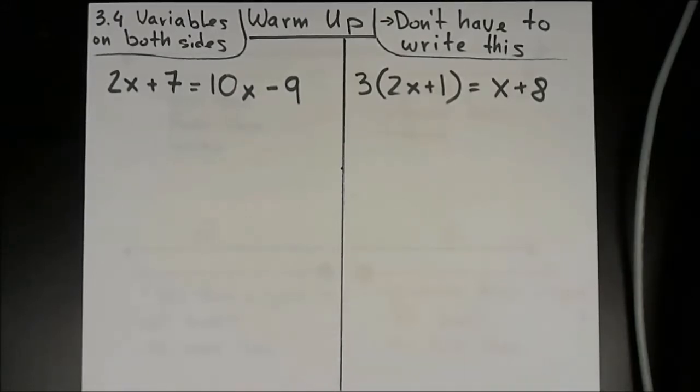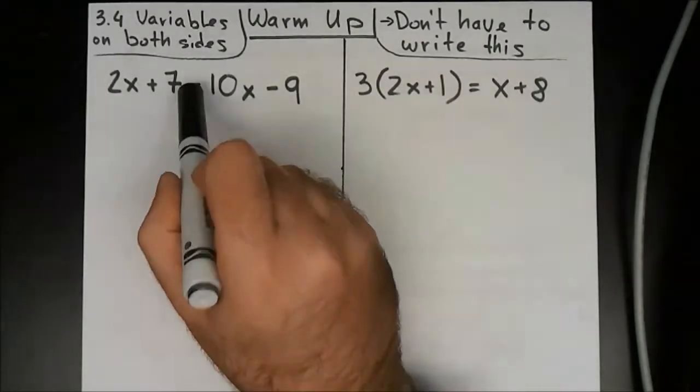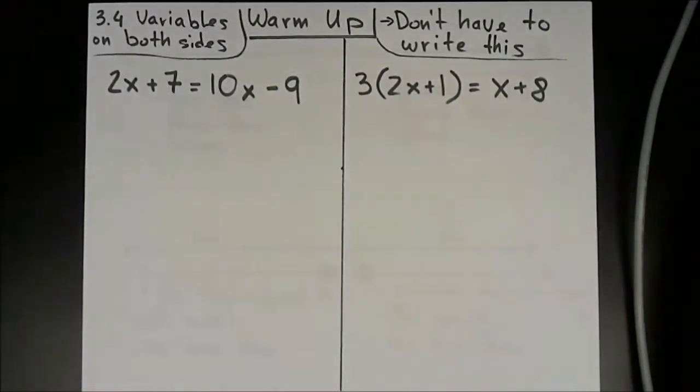I have 2x plus 7 equals 10x minus 9. Now this is a problem that you have to solve. I didn't write down solve, but that should be apparent to you because of the equal sign that is present there. There's an equal sign and there's a variable. You are going to be asked to solve that equation. So can someone tell me, what would be your first step in solving this particular equation? I'll give you a little bit to think about it and then raise your hand and tell me.